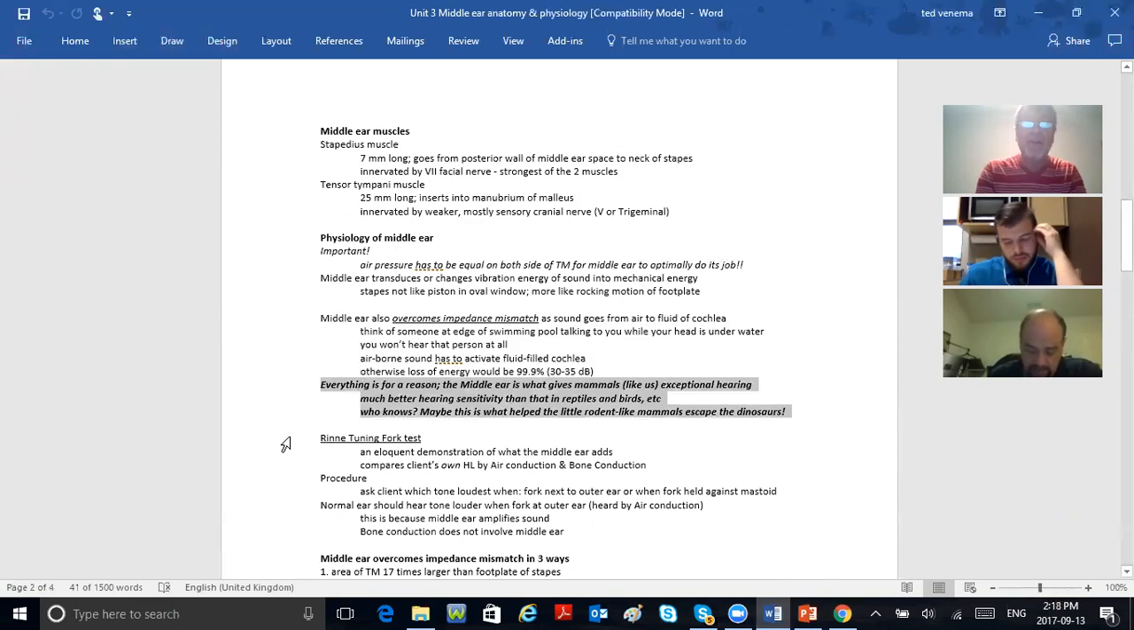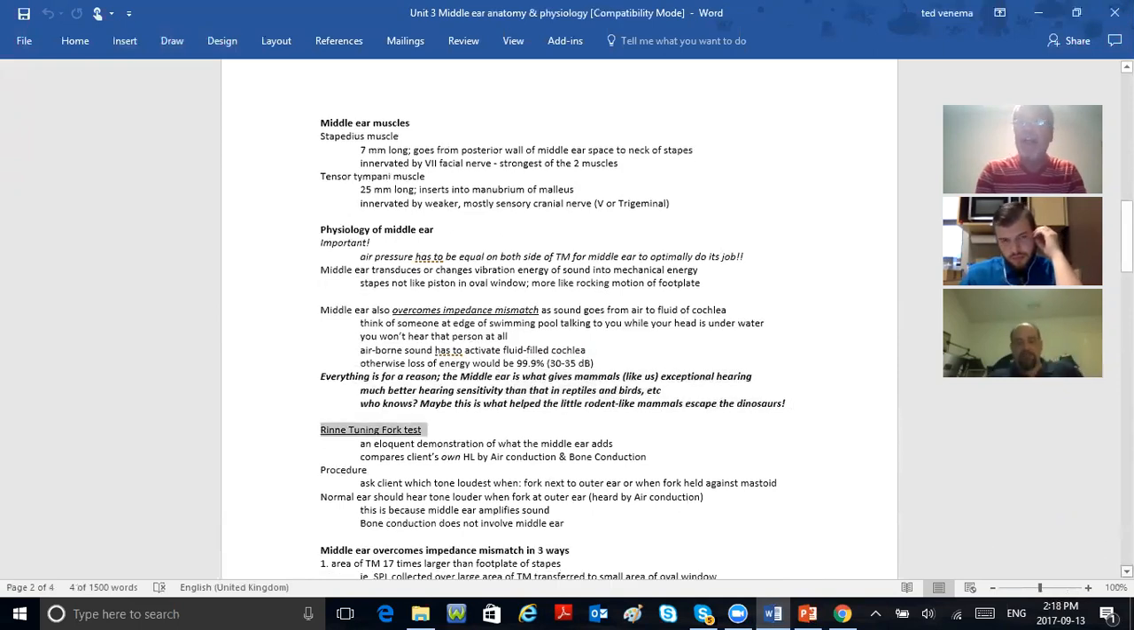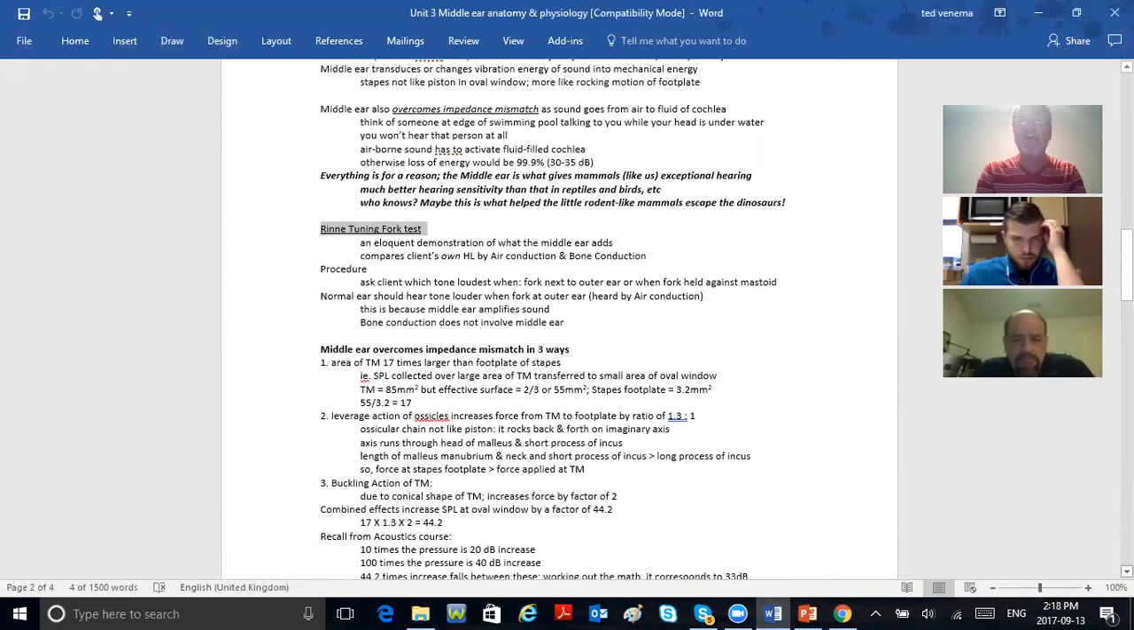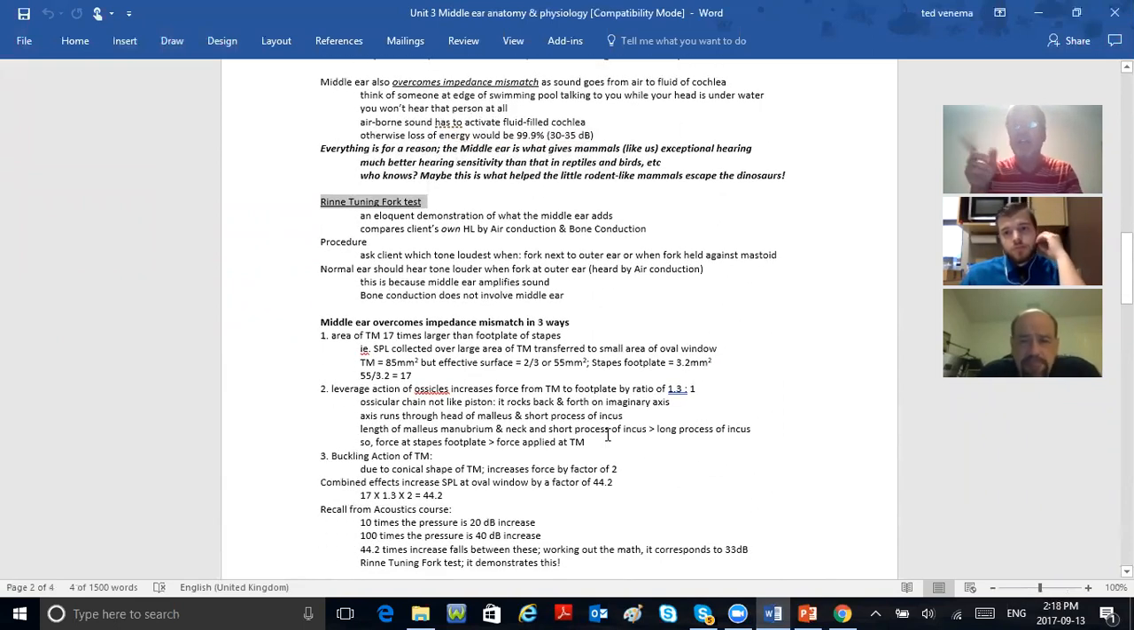Now, there is something called the Rinne tuning fork test, and I wish I had my tuning fork here, but I don't. So here we're going to pretend. You take a tuning fork, like I showed you in the acoustics class, that very first slide, and you ding the tuning fork, and you put the stem of the tuning fork on the mastoid bone. And you say to the person, do you hear that? So you ding the tuning fork, dong, and then you put the bottom of it against the mastoid bone.